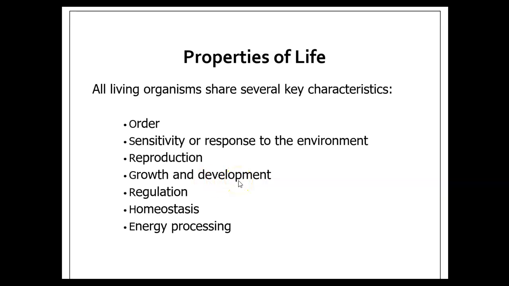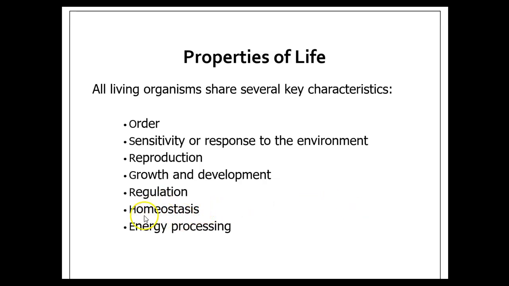The first cell that becomes the adult human is called a zygote. That develops into an embryo and then a fetus, and then the fetus is born. It's called an infant, and so on. Regulation is how we do that by using our central nervous system and our endocrine system. We regulate different conditions and different situations going on in our bodies. All living things are able to do this at some level.